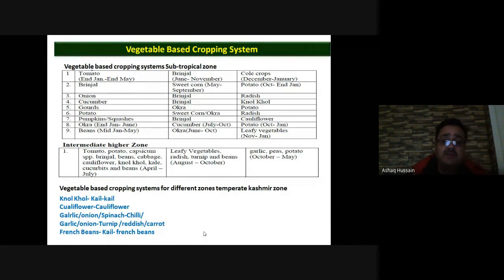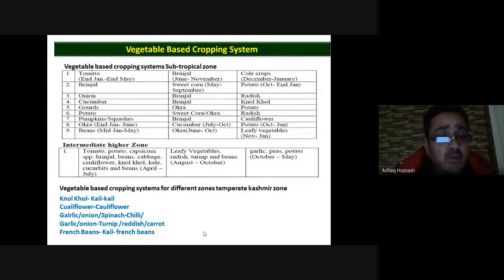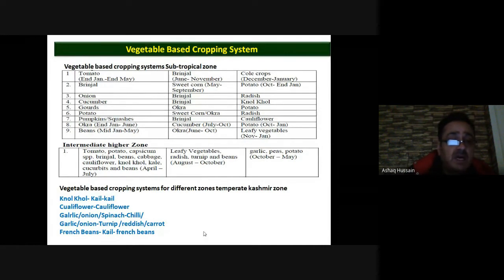But when we are discussing mainly the Kashmir Valley, we grow knol khol during the early part of March and April, then kale during the entire year, then cauliflower, two cauliflower crops can be grown. Then cabbage is also an important crop. Then we grow radish and turnip during the winter season. Garlic and onion occupy a large part of the time, from November up to June, and they mature in the month of June. Then French beans, we grow two to three crops of French beans during the entire season.